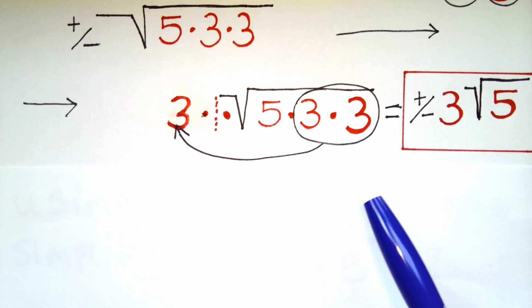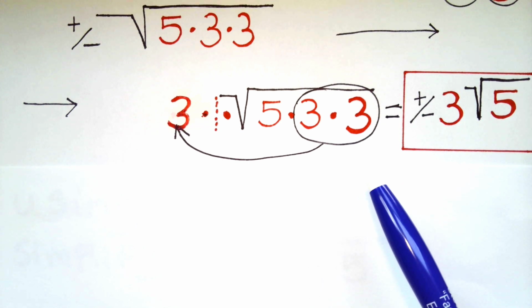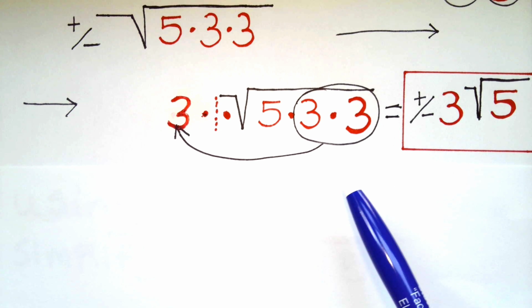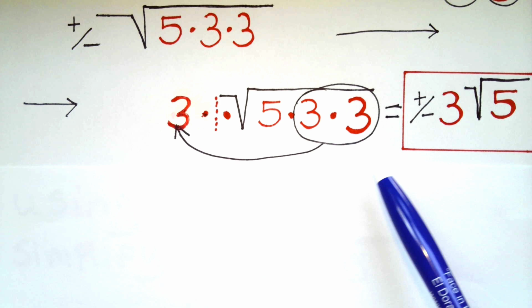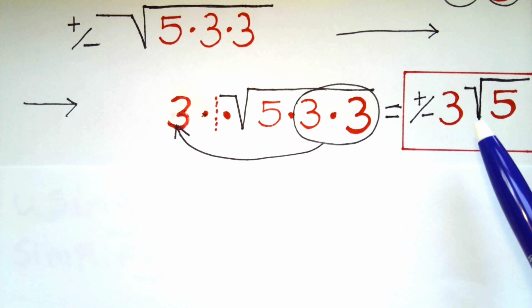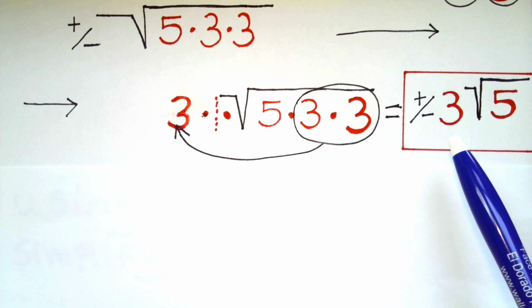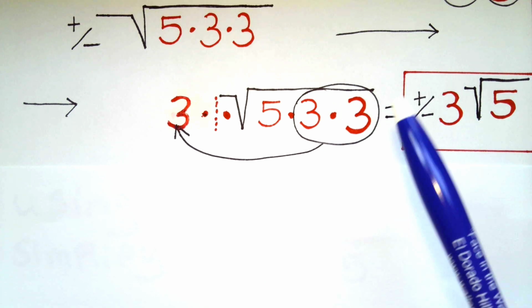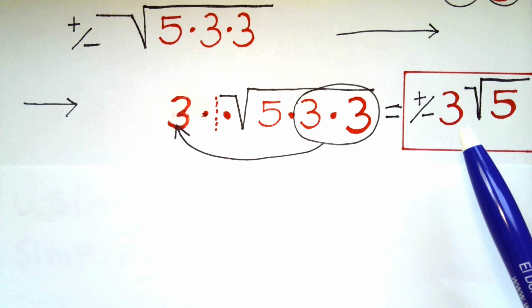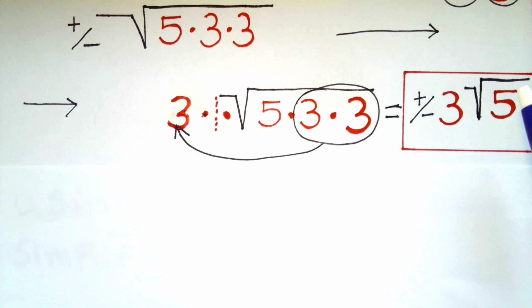Now I want to show you how to use the functions of your calculator to get the answer. Your calculator is not going to give you a 3 square root of 5 value. It's going to give you a decimal value. Why? Because this answer right here means 3 times the square root of 5.